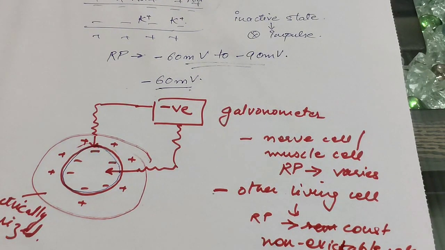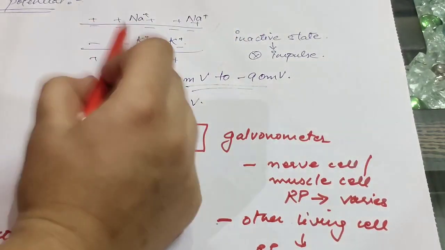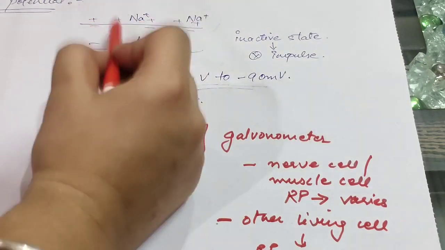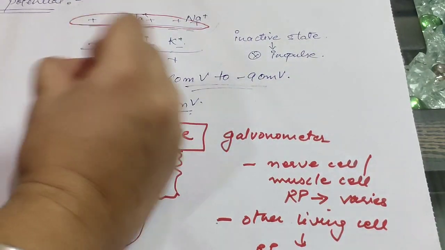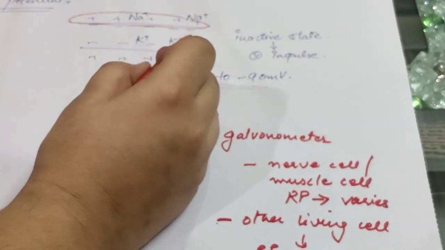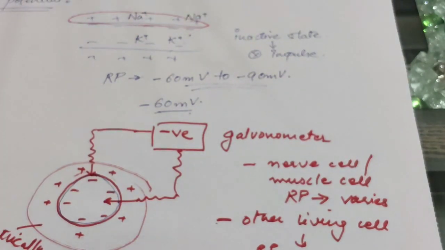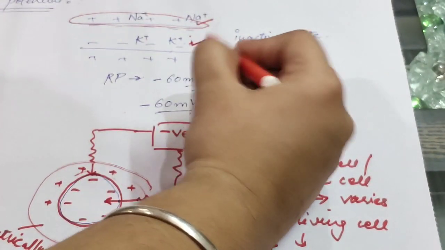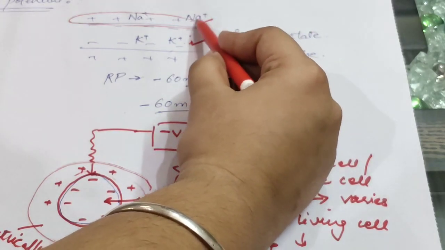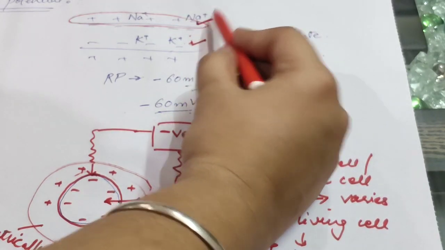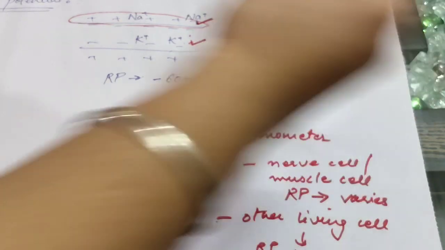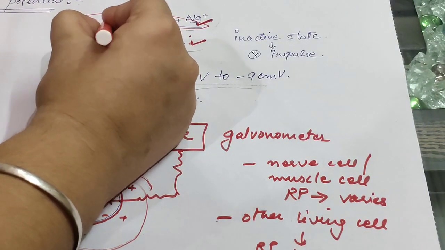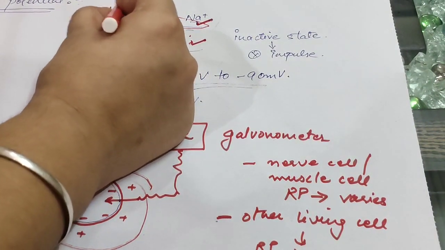This is all about the resting potential. What happens in the resting potential? The outside of the nerve fiber is positively charged with respect to the inside, and the concentration of sodium ions is greater outside the cell than inside. During this stage, the sodium-potassium pump is working.